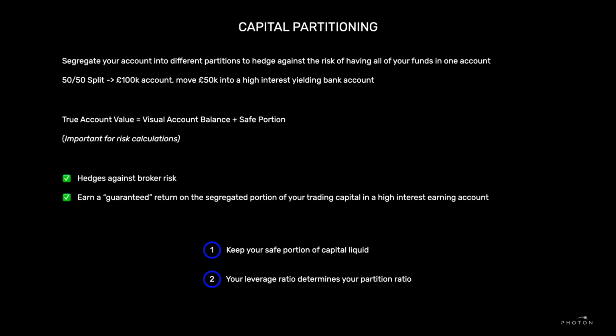So just to summarize, capital partitioning is a risk management routine that I would recommend for any student trading a large account, as long as you have pretty high leverage. And by segregating your account, you essentially encourage more secure asset diversification, and you also stand to increase your overall percentage returns, even if it's just a little bit at the moment with the interest that a lot of banks are just about managing to offer.